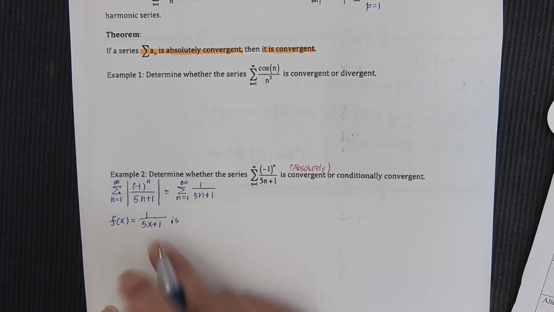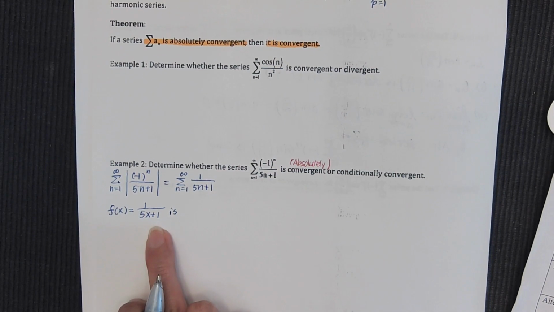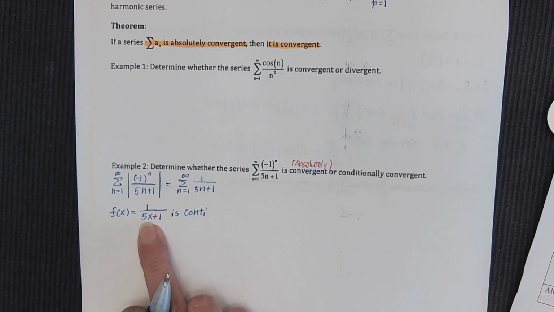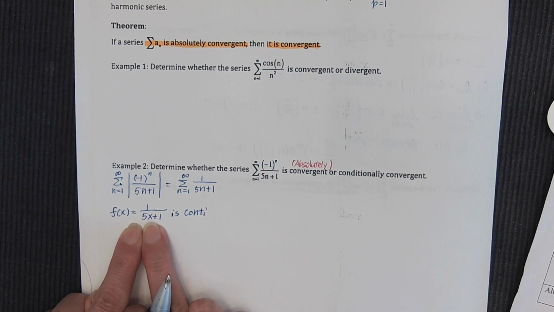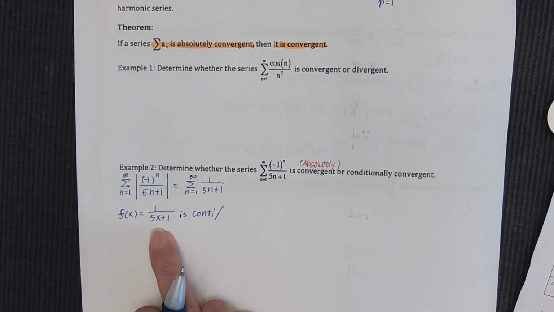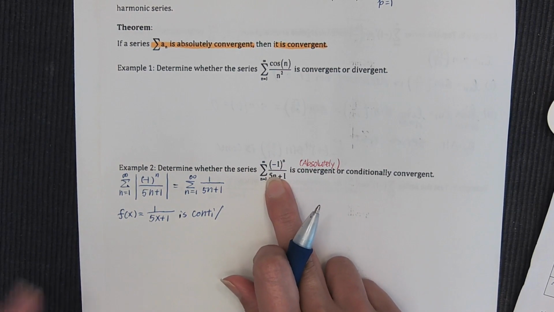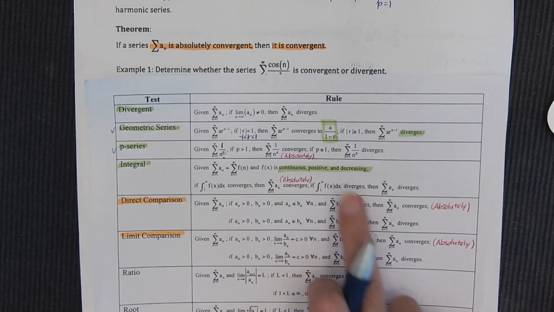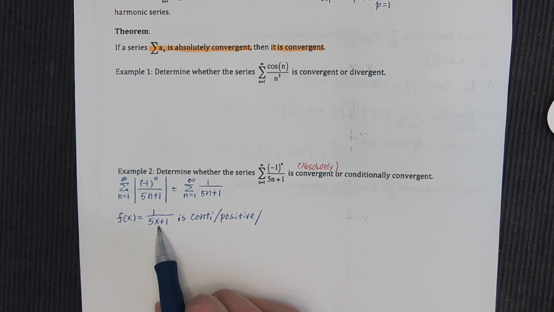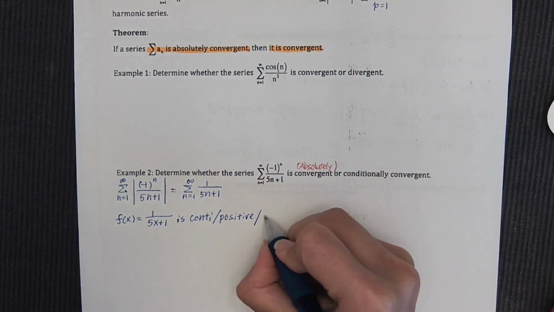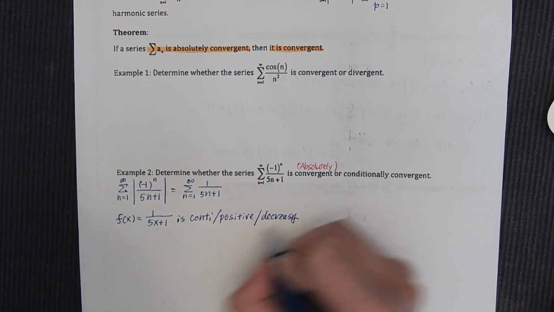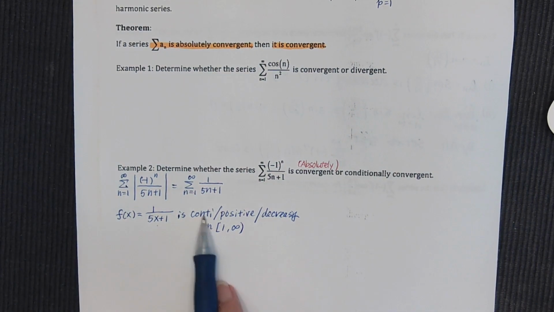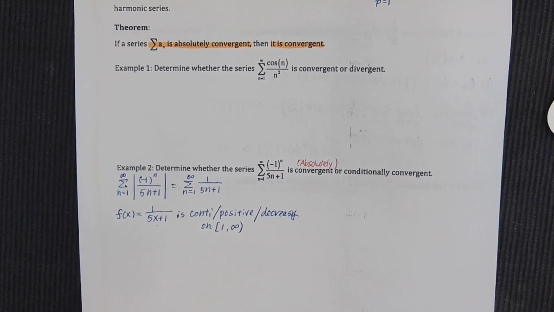Can I say it's positive and continuous? Yes, it's continuous, I can plug in any number bigger than 1. Positive? If I plug in 1, 2, 3, 4, 5, it's going to be a positive number. One more thing you have to say: decreasing? If I plug in 1, 2, 3, 4, 5, it looks like it's decreasing on 1 to infinity. Always make sure you mention the 3 conditions. So the integral test looks like it works for me.